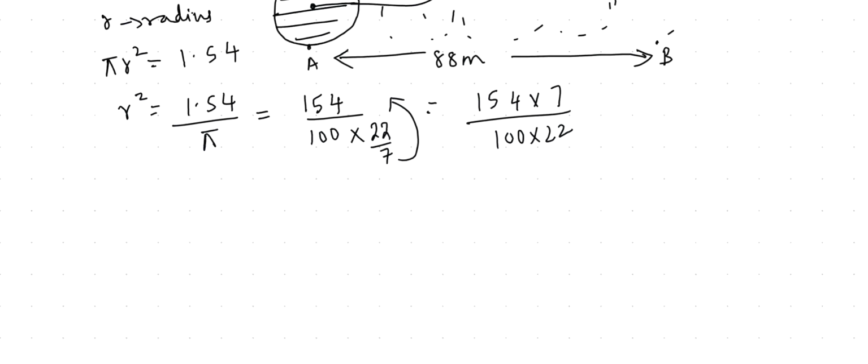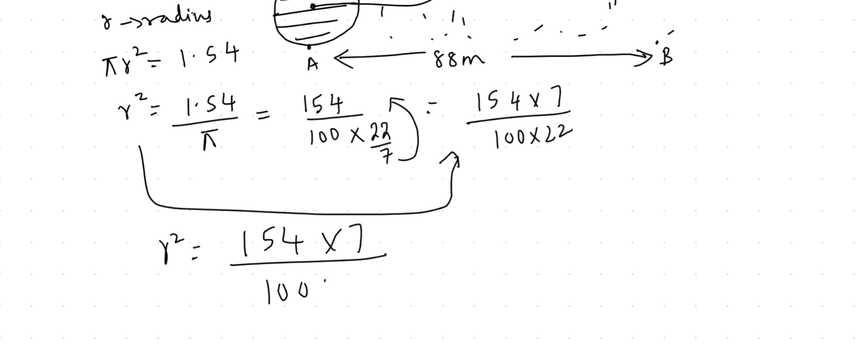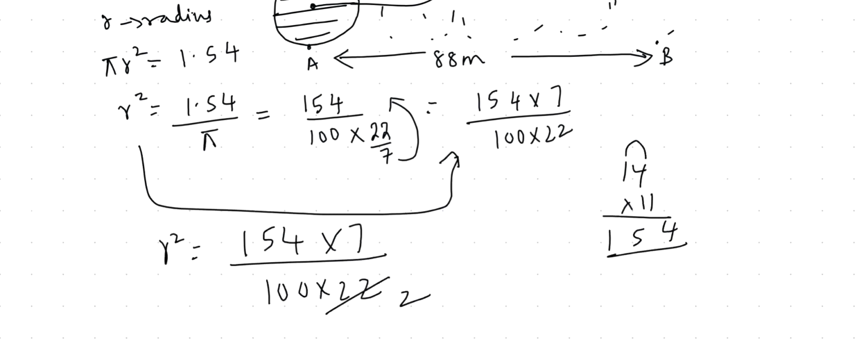So this is still r square, remember, because the area of a circular structure, like the circular wheel here, is pi r square. Okay. So r square will be 154 into 7 by 100 into 22. Now 14 elevens is what? 4, 1, 1, 4 plus 1, 5, 154. So it will be 11 2 times 11, 14 times. Again 2 goes once and 2 goes 7 times.